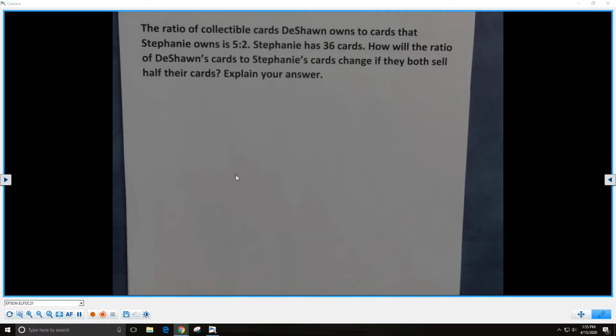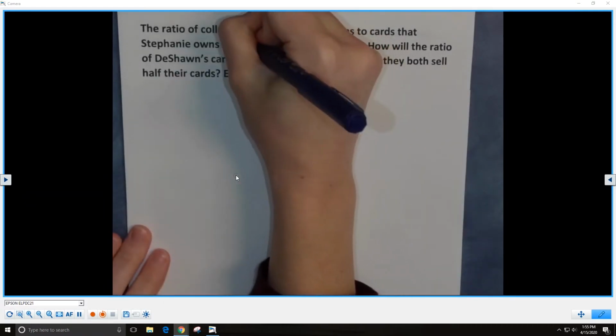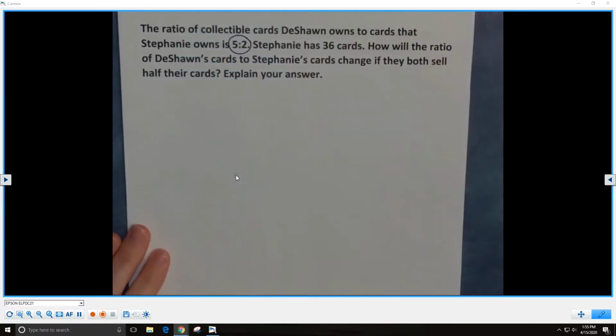So what do we know from the problem? Right, we know a ratio. Okay, so what is the ratio of Deshawn's cards to Stephanie's cards? Right, it's what I just circled. The problem says the ratio of cards that Deshawn owns to cards that Stephanie owns is 5 to 2.